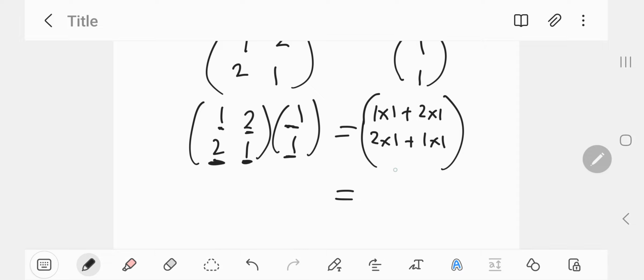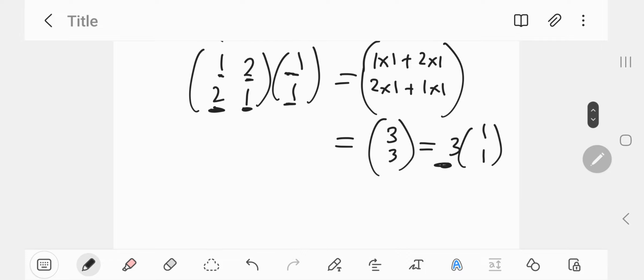So if you do the maths here, 1 times 1 plus 2 times 1, so 1 plus 2 is 3. And then 2 plus 1 is 3. I'll get this. That's the same thing. If I factor out the 3, I'll get this. So the eigenvalue in this case is 3. And the eigenvector remains the same.